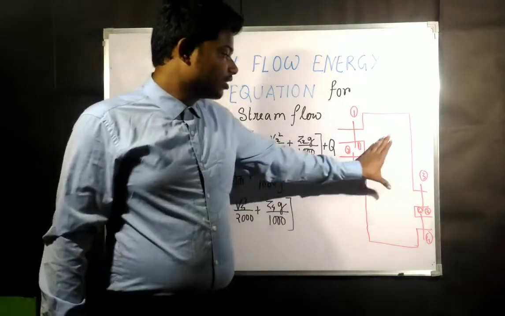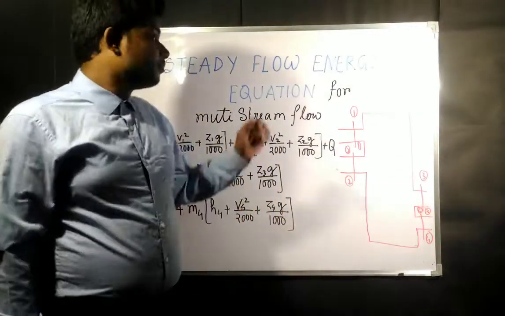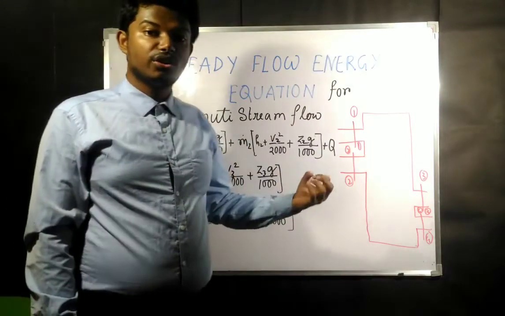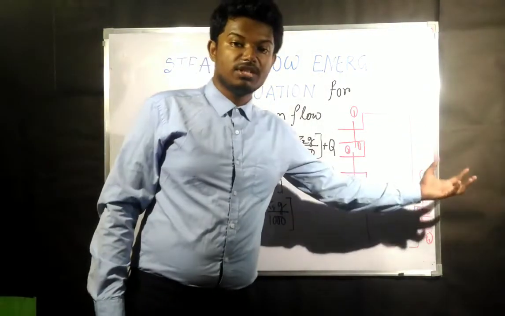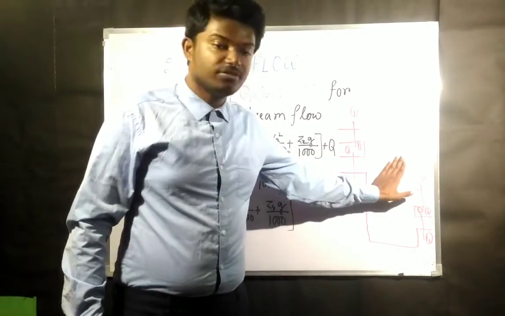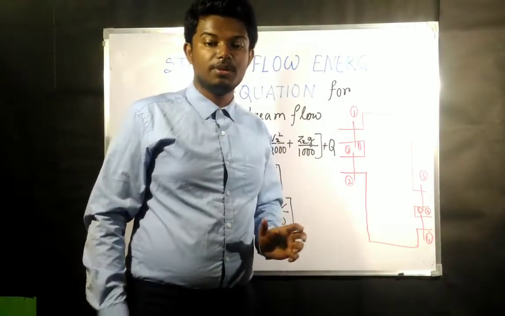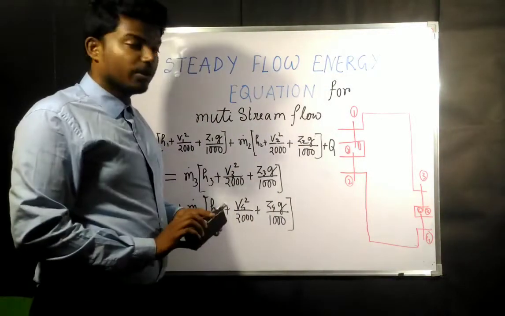So for mass balance, what will happen? The mass accumulated here would be 0. Why? Because steady flow means the property is not going to change with respect to time, and mass is a property, so mass is not going to change with respect to time. That means whatever mass is there will be the same. That means the mass accumulation is going to be 0.